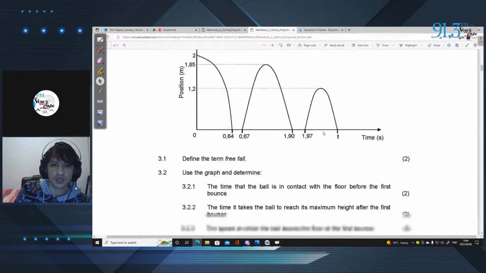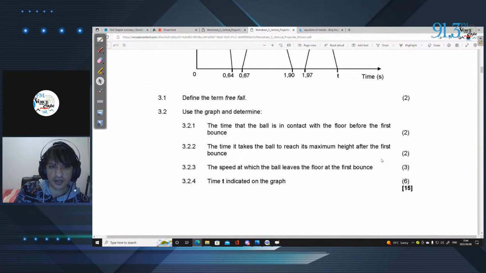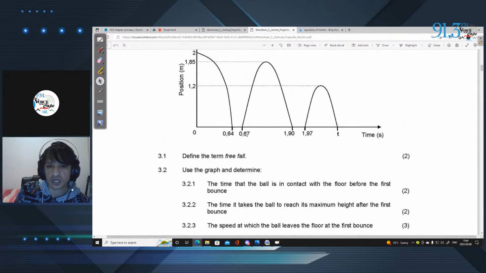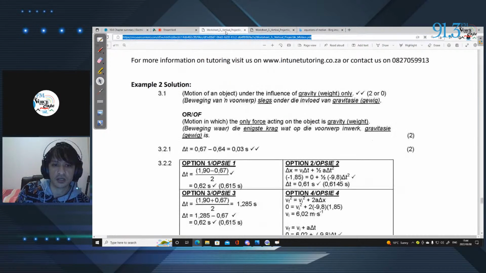Next question. Use the graph and determine the time that the ball is in contact with the floor before the first bounce. And then we just subtract the times. We actually spoke about that. Your answer should be 0.03 seconds. And if we go here, we'll see that it's 0.03 seconds just over there. They just subtracted the 2 times.